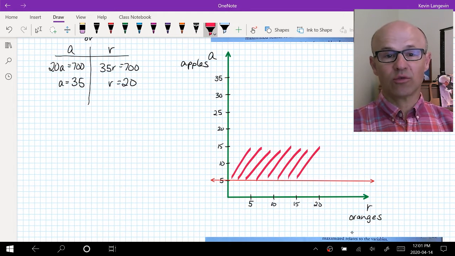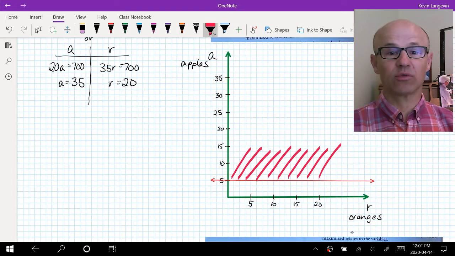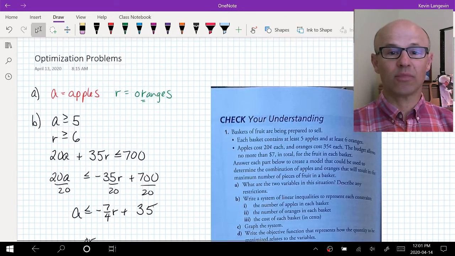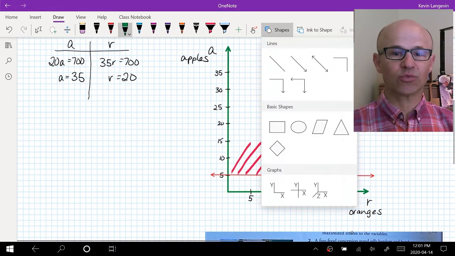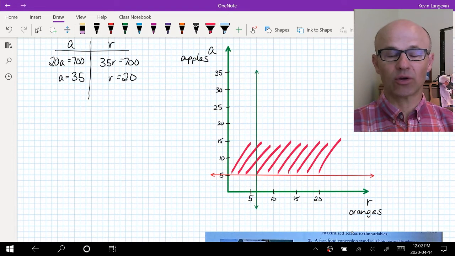So I'm starting out here with my apples must be greater than or equal to 5. I look up, I got my oranges are, this is approximate, but it's right about there, and my oranges must be greater than or equal to 6. That's shaded to the right.